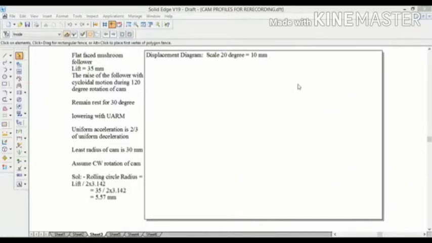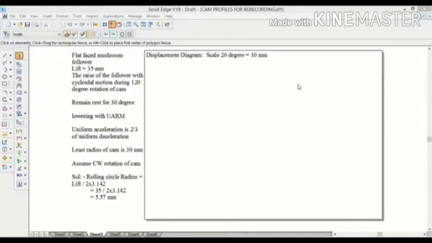Let us discuss one cam profile problem which includes cycloidal motion and a flat faced mushroom follower. The problem runs like this: a flat faced mushroom follower is raised through a distance of 35 mm in 120-degree rotation of the cam, remains at rest for the next 30 degree, and is lowered during a further 120-degree rotation of the cam. The rising of the follower takes place with cycloidal motion and the lowering with uniform acceleration and deceleration.